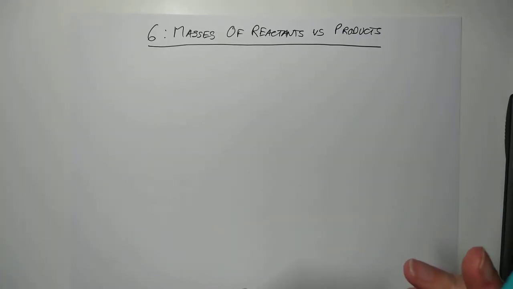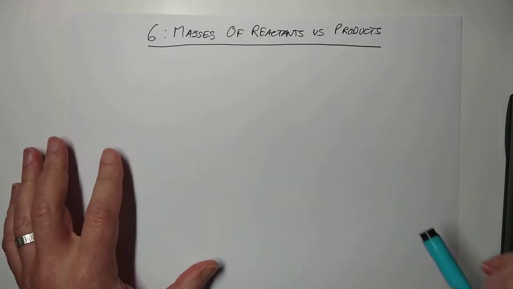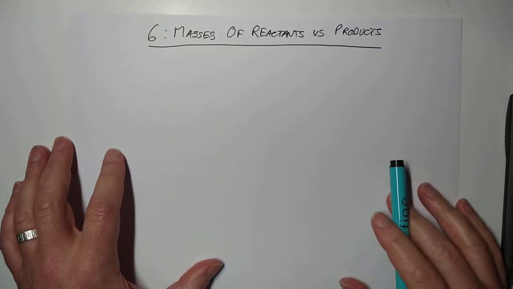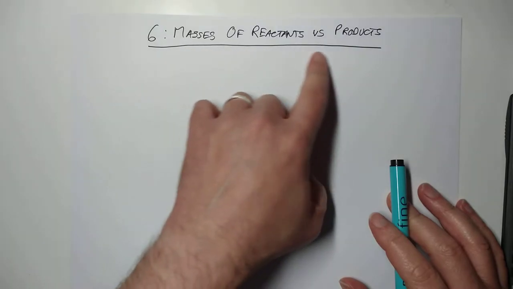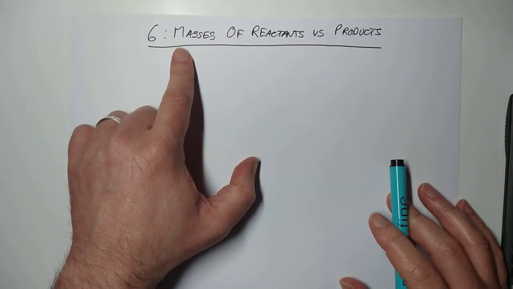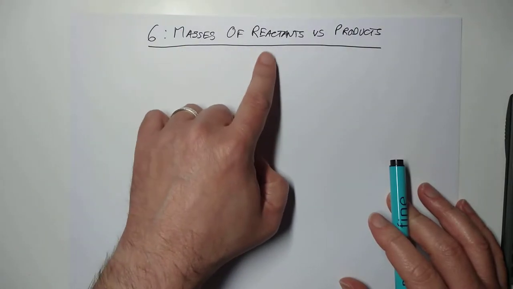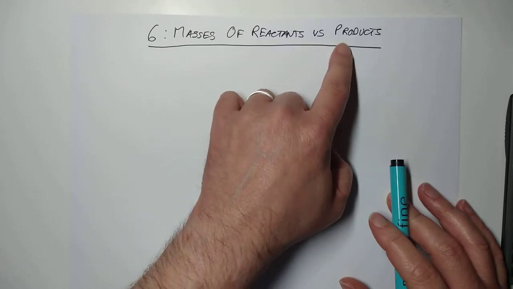Welcome back to the last of our six types, not five types, as I said in the original video, because I'm a Muppet and I forgot about this type. The last of our six types of calculation for National 5 Chemistry. And it's not a very elegant title, it's the best I can do though. It's the masses of reactants versus the masses of products.